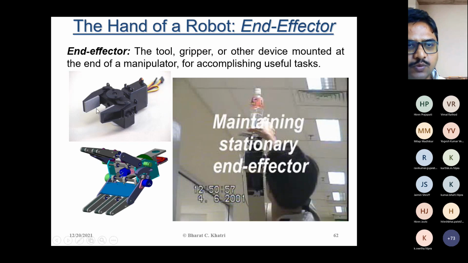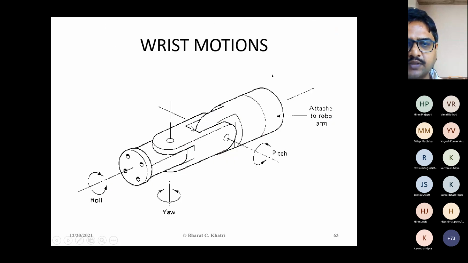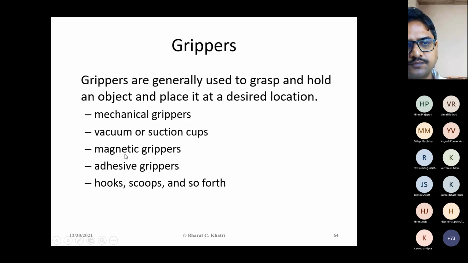Here the photographs of the 2-finger hand effector are shown. This is a 4-finger hand effector, and a 5-finger hand effector is there. So that hand effector can be used to pick a thing from one place and to put it at another place. Also sometimes tools are used, like welding tools or something. Here the wrist motions, what are the wrist motions you can give: that is the rolling of the wrist, yawing of the wrist and pitching of the wrist. And that is mounted on the robot arm.